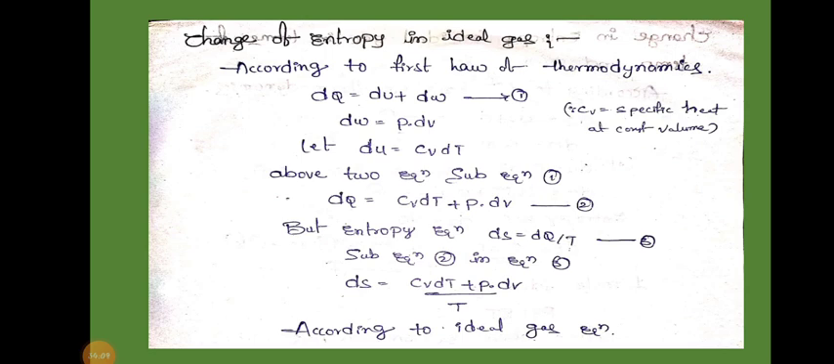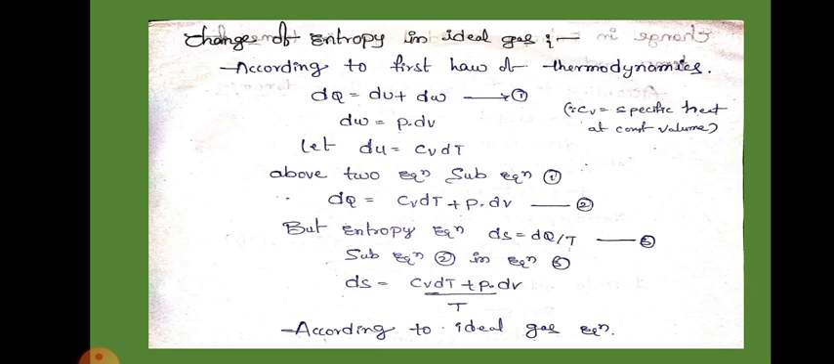So, change of entropy in an ideal gas. Very important one. According to the first law of thermodynamics, dQ is equal to dU plus dW. This is equation number 1. Here Cv is the specific heat at constant volume. Therefore dW is equal to P dV. Let dU is equal to Cv dT, where Cv is the specific heat at constant volume. So substituting into equation number 1, dQ is equal to Cv dT plus P dV. This is equation number 2.